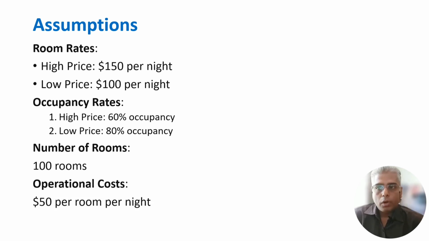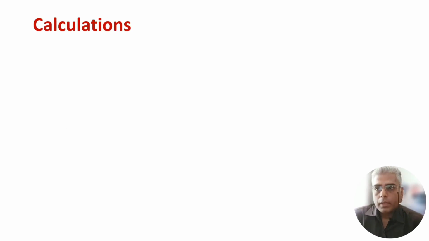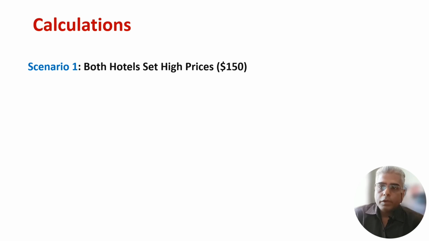In terms of the operational costs, let's assume the hotel will do $50 per room per night in the given market. Okay, so there can be several different scenarios because there are two variables. One is the number of hotels. That is, we have two hotels, A and B, right? And we have two decision variables, that is, they can either increase the prices or lower the prices. So 2 multiplied by 2, so there will be 4 scenarios.